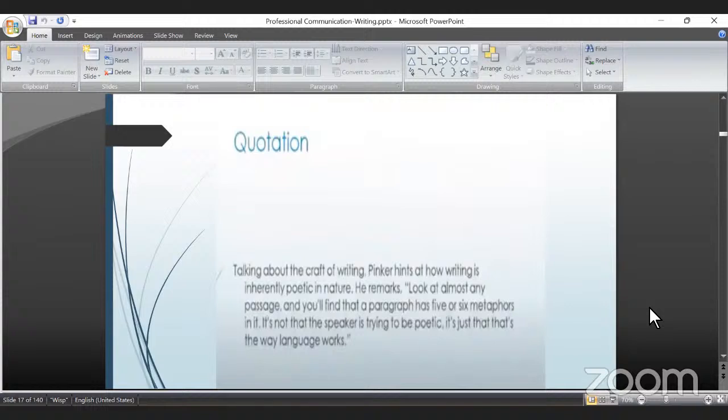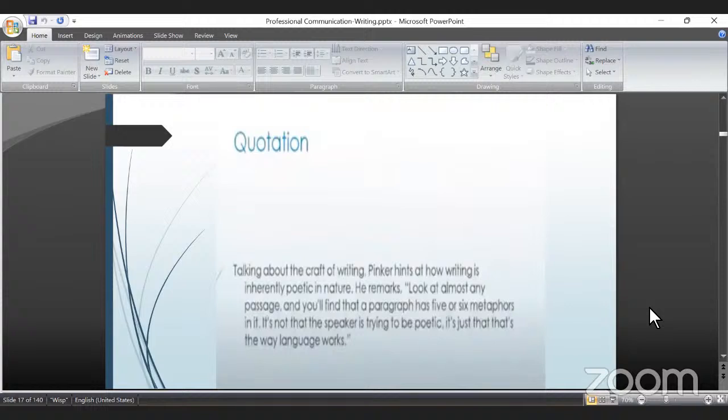So see, talking about the craft of writing, Pinker hints at how writing is inherently poetic in nature. He remarks, "Look at almost any passage and you will find that a paragraph has 5 or 6 metaphors in it. It's not that the speaker is trying to be poetic. It's just that that's the way language works." Okay.